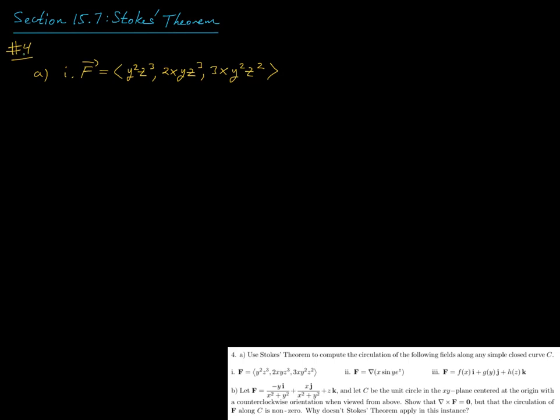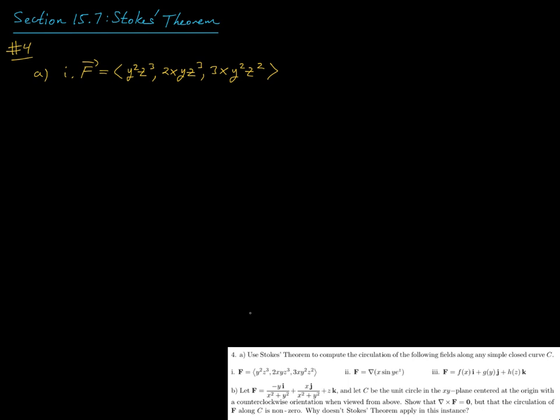All right, in problem 4, part A, it says use Stokes' theorem to compute the circulation of the following fields along any simple closed curve C. Okay, now I just took this wording straight from the textbook, and you'll see it in my math lab as well. When they say use Stokes' theorem to compute the circulation, what they're really saying is to use that theorem that we proved in the last video.